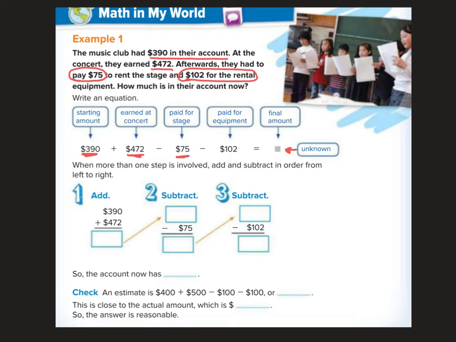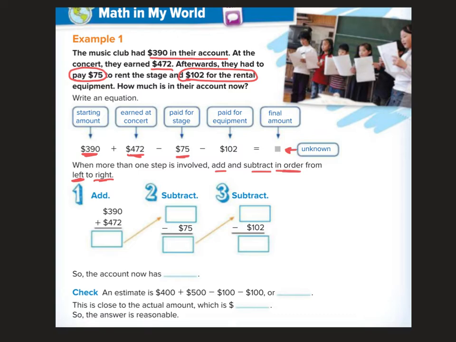So here we go. When more than one step is involved, add and subtract in order from left to right. Now, if you're not good with your lefts and rights, just think of we do math like we read. Because we read left to right, we do math left to right typically, unless we're following the order of operations. Well, we'll talk about that later. Anyways, so here we go.